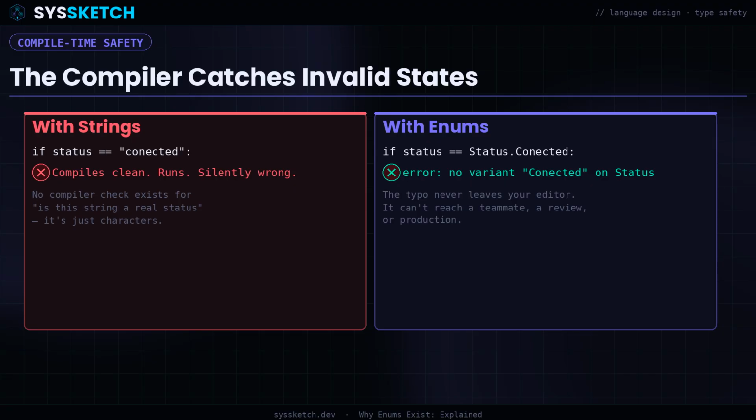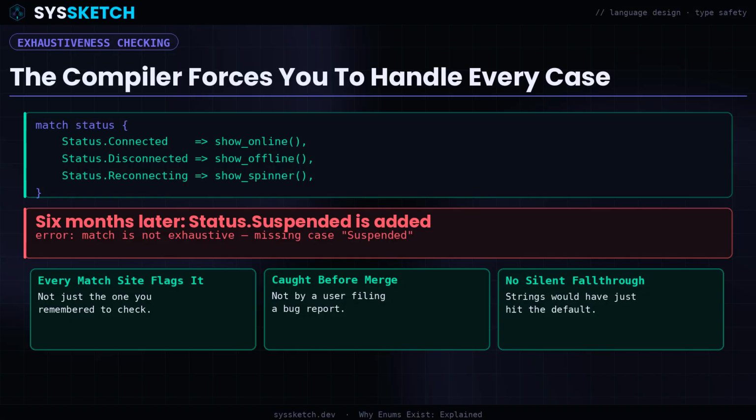Compare the 2 versions side by side. With strings, if status equals connected, misspelled, compiles perfectly cleanly, runs, and is silently wrong forever or until someone notices the bug by hand. With the enum version, if status equals status.connected, misspelled, simply doesn't compile. The compiler tells you right there in your editor, no variant named connected exists on status. The typo never leaves your machine. It can't survive a code review, it can't reach a teammate, and it definitely can't reach production, because the compiler refuses to build code that references a state that was never defined.